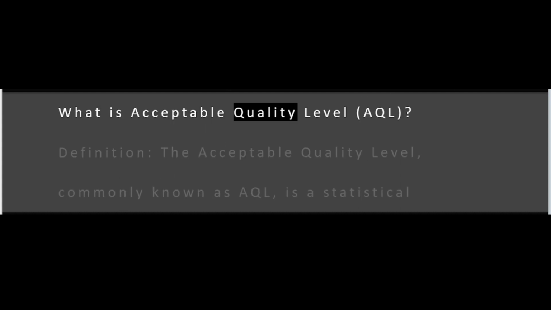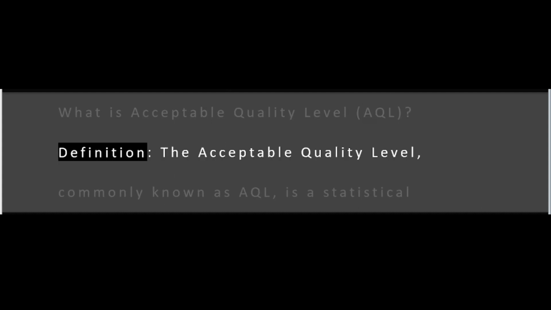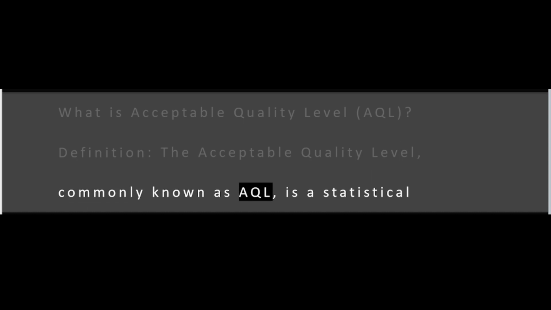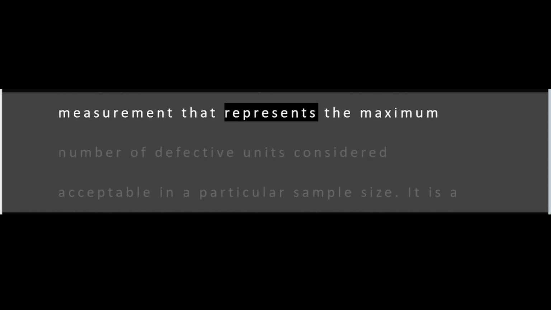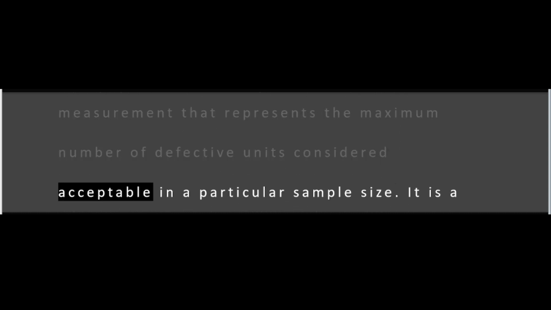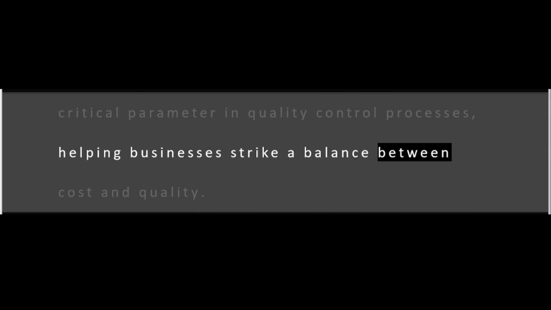What is acceptable quality level, AQL? Definition: the acceptable quality level, commonly known as AQL, is a statistical measurement that represents the maximum number of defective units considered acceptable in a particular sample size. It is a critical parameter in quality control processes, helping businesses strike a balance between cost and quality.